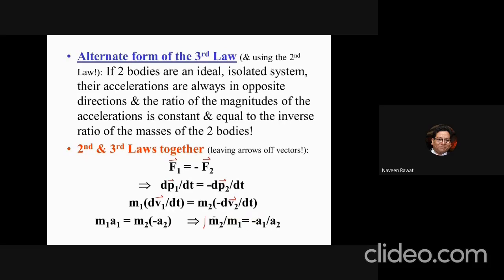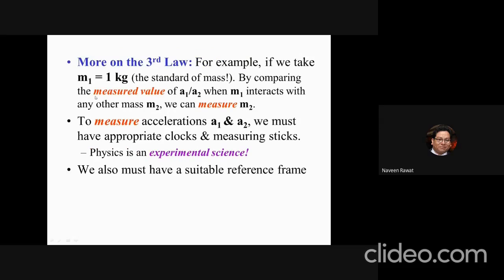So the ratio of the masses of the two objects is equal to the inverse ratio of the accelerations, and there is a minus sign. This is another way of representing the same second and third law. Just by knowing the mass of one object and looking at the motion of the two objects, you can figure out the mass of the second object. That is one of the applications, and it is basically what you would do when doing an experiment.